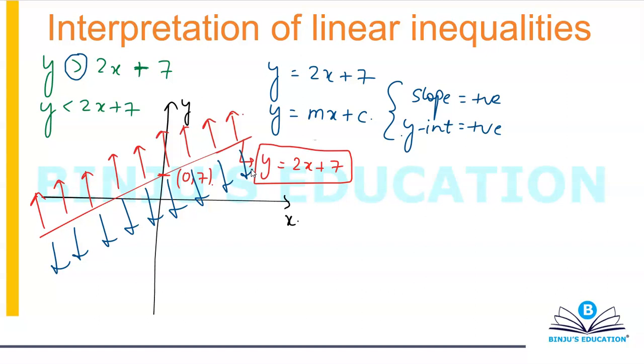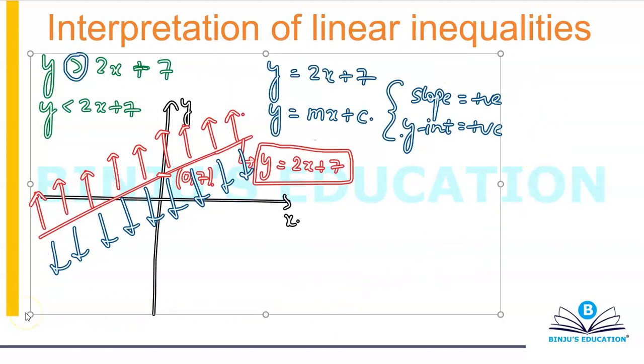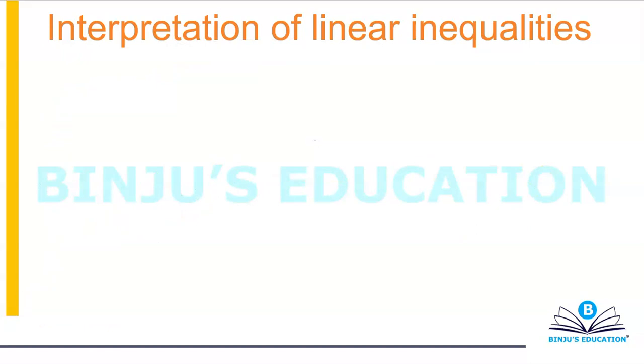Now let's take another complex example. Let's make things a bit more difficult. Let's say I say that minus 3x minus 4y is less than or equal to 8, and I want to represent this on a graph.